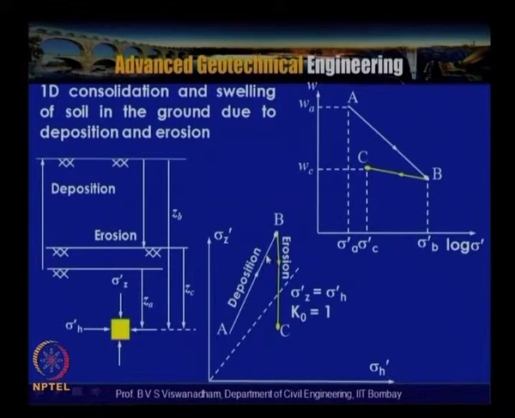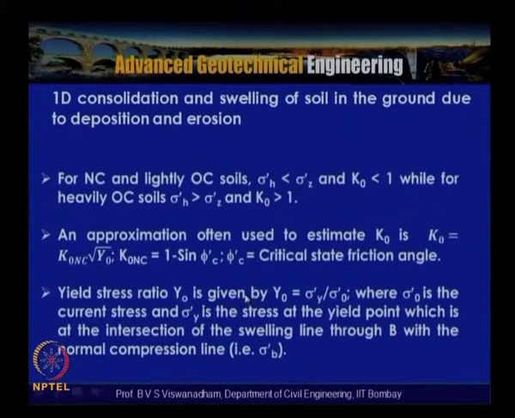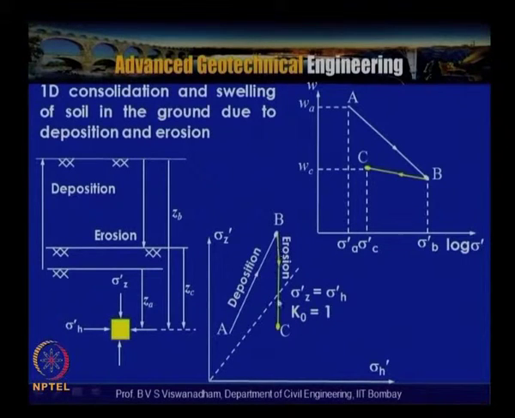This is the path shown as AB here, while for heavily over consolidated soils, sigma dash h is greater than sigma dash z and K naught is greater than 1. That is why K naught values more than 1 can be obtained. For some heavily over consolidated soils, because of the stress locking which can take place, they exhibit very high K naught values. Sometimes the K naught value can go up to 3.